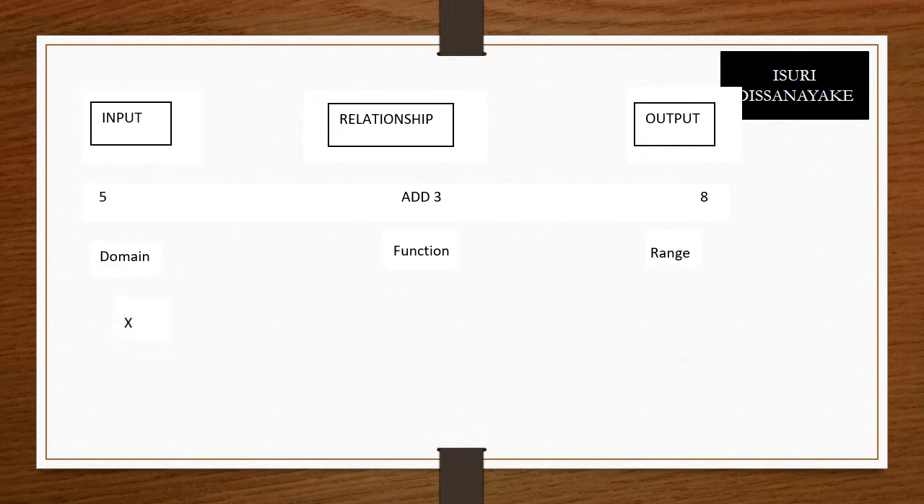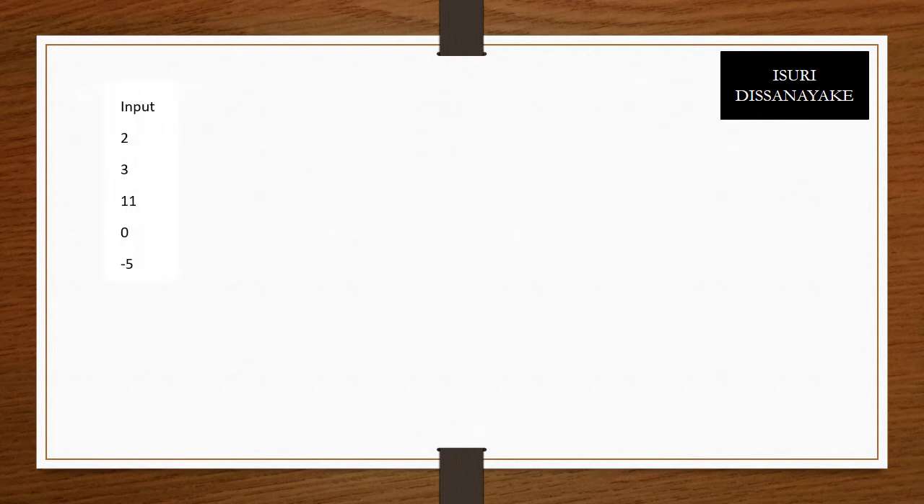If I input x, my output is y equals f(x). That means y is a function of x. I will input 2, 3, 11, 0, minus 5 to the relationship, or I will call it as the process, multiplied by 3 and add 5. So every input I will multiply by 3 and I will add 5.